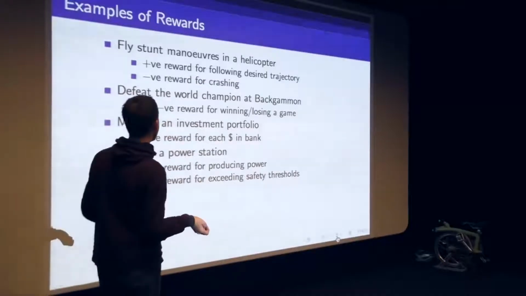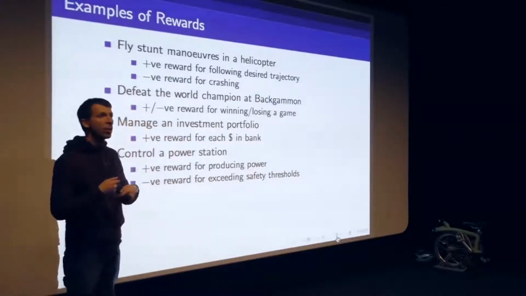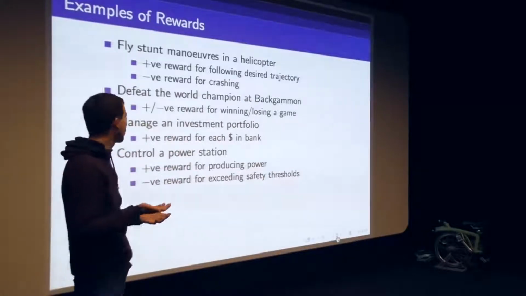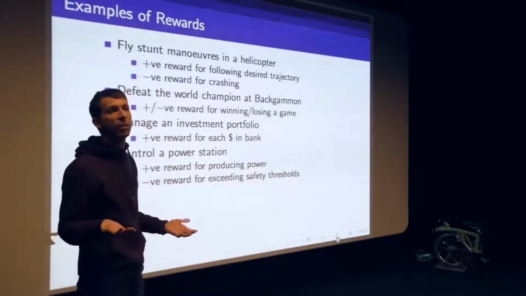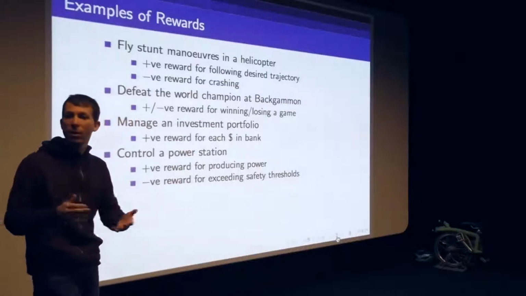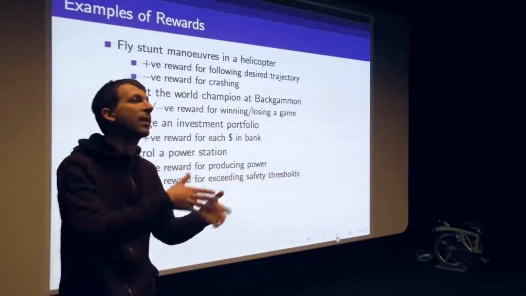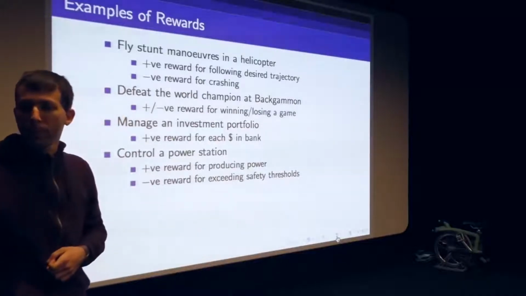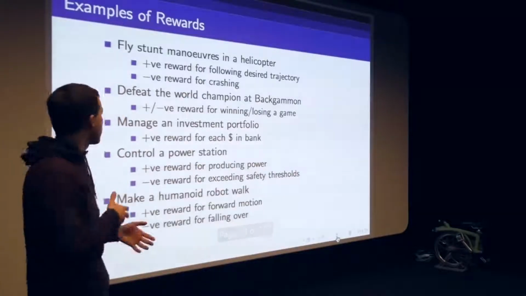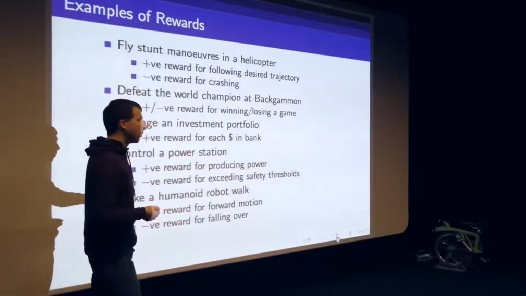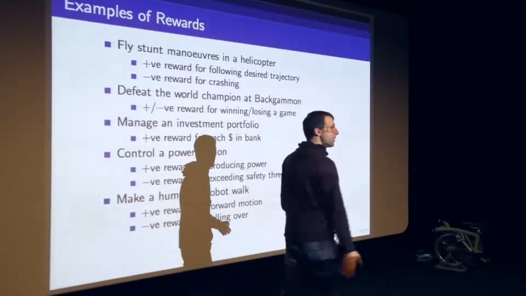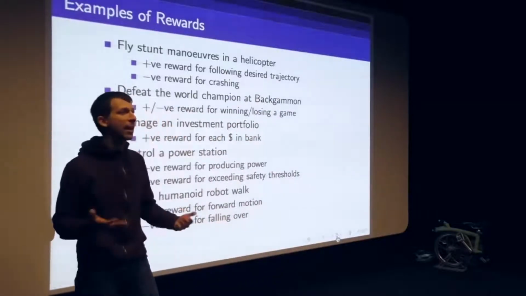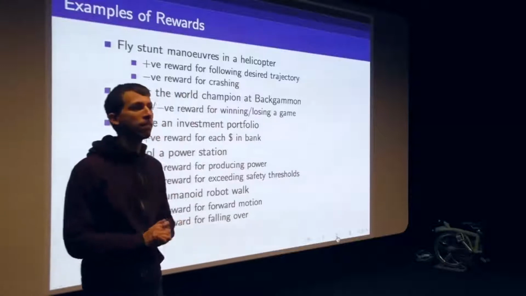Controlling a power station, there would typically be some positive reward for each unit of power that's produced by this power station. But there might also be negative rewards for exceeding safety thresholds or doing something which is not allowed, maybe there are regulations by the regulator which have to be respected. And if you want to make a robot walk, you might have a positive reward for forward motion. Each unit of distance that you travel might perhaps give a unit of reward. And there might be, again, a large negative reward for falling over.